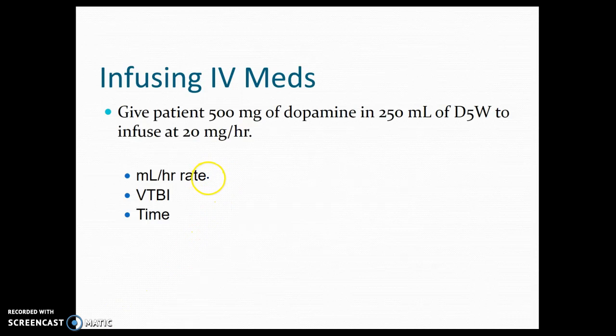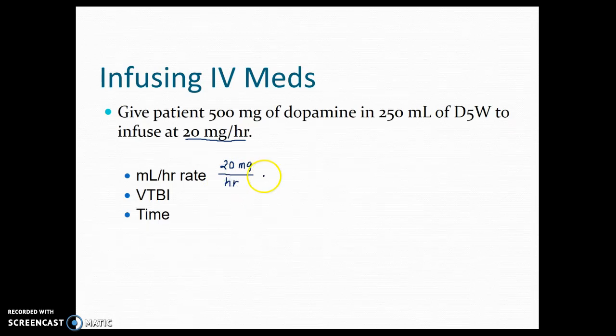To figure out milliliters per hour, I look through my problem. I see a total milliliters of 250, but I don't see a time involved with that. I see a rate of 20 milligrams per hour, so that's not quite the right label, but I can convert. So I'll start with the 20 milligrams per hour because that at least tells me how fast they are to get the medication.